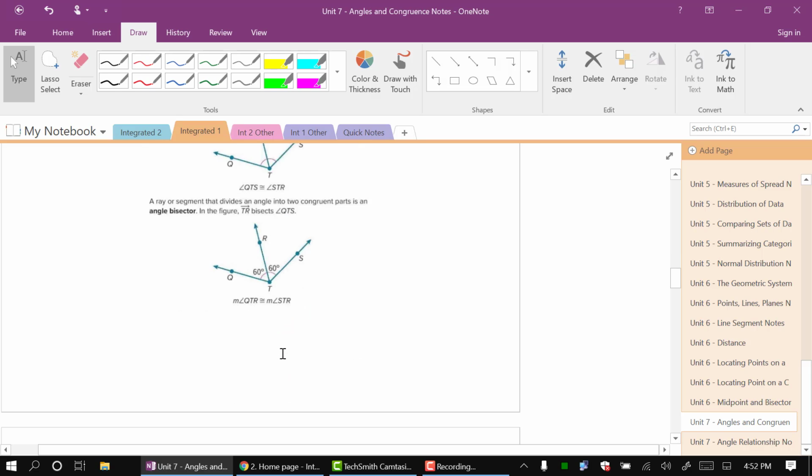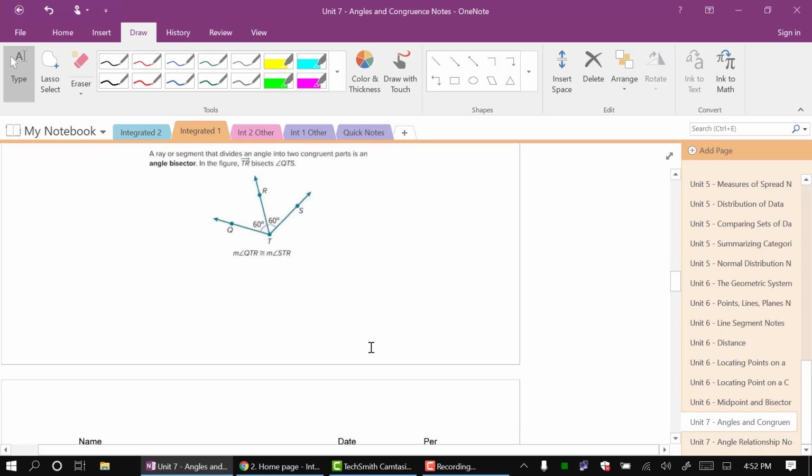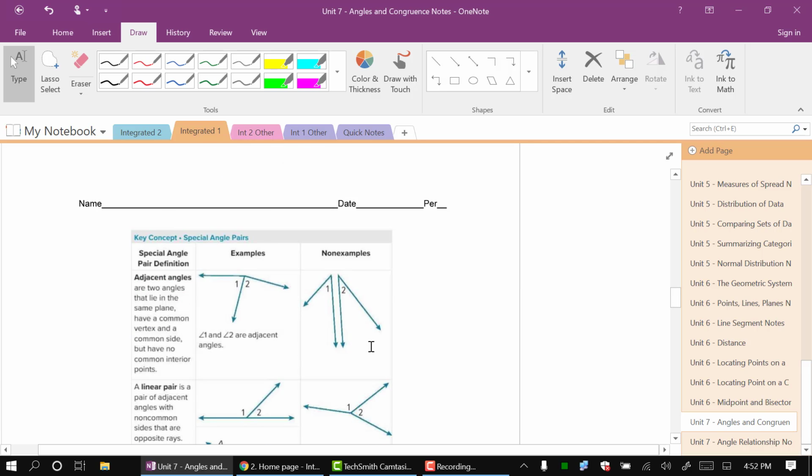An angle bisector cuts the angle in half. So whatever the original angle is, it is now half of it. The original angle was 120 degrees in this case. It is now 60 degrees each of those because of the angle bisector.